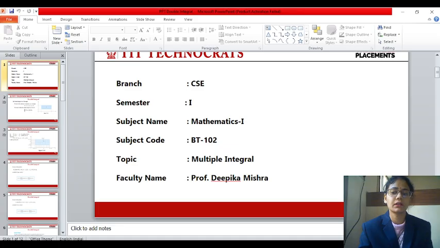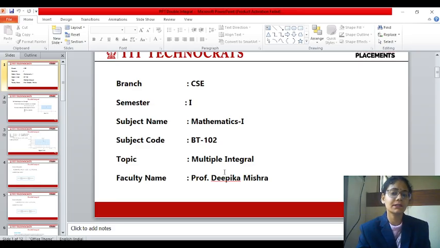Good morning students. Today we are going to discuss Unit 2, topic multiple integral. In your earlier classes, 11th and 12th standard, you have studied simple integration, the line integral, which is called a one dimensional integral. When we calculate a line integral we get the length of a line. Now today we are going to discuss multiple integral.